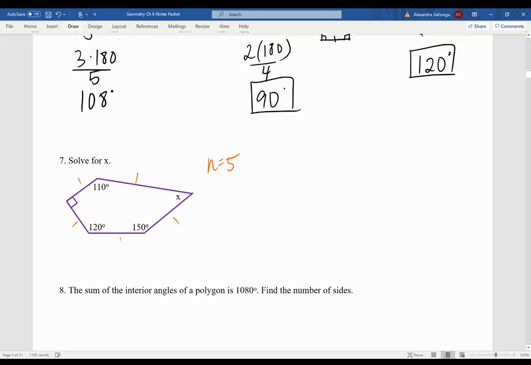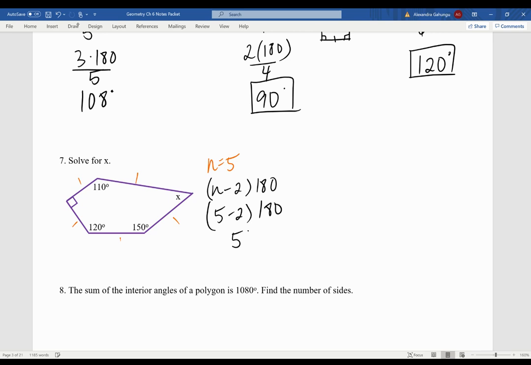The sum of our interior angles, that is (n minus 2) times 180. So I need to find that, and that should be equal to actually adding up all of the angles in here. So it's (5 minus 2) times 180, and we get 540. So the sum of all these angles in here should be 540. So I'll add them all up.